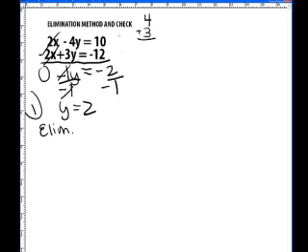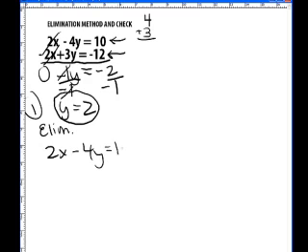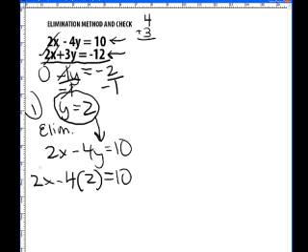Now what we have to do is take one of these original equations, it doesn't matter which, and substitute y equals 2 back into it. In this case, I'm just going to take the top one, take the y equals 2, and put it right in there. So 2x minus y times, because it's in brackets, the y is beside it, so let's multiply, 2 equals 10. Now, all I have to do is solve for x.